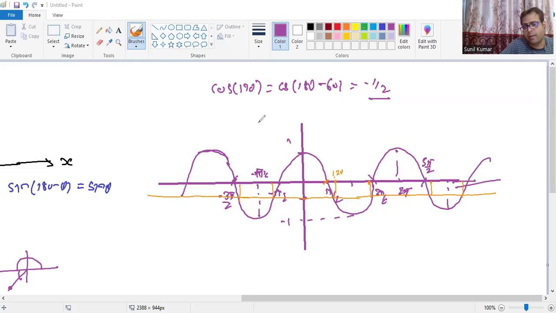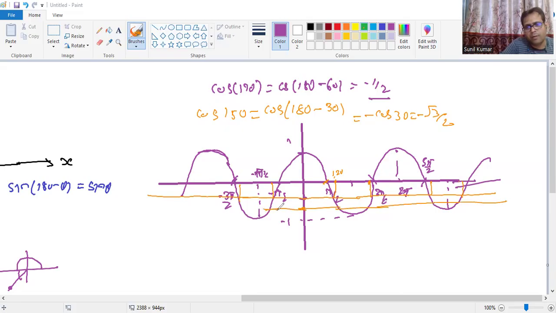And for cos, other angles also we can show. Suppose cos 150, that is equal to cos(180 minus 30), that is equal to minus cos 30. Minus cos 30 becomes minus root 3 by 2. It will come here, so we can draw a line and then solve. Here we have that angle, 150. Similarly, here we have angles. So we are getting a value at these different angles.